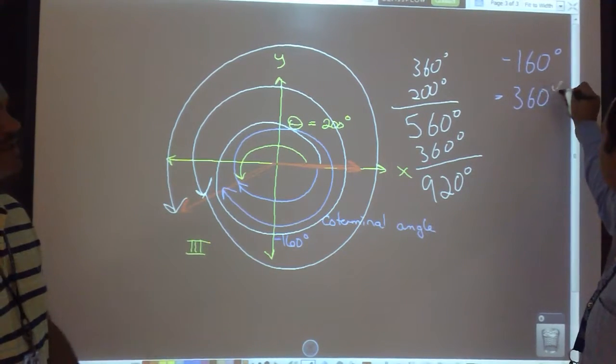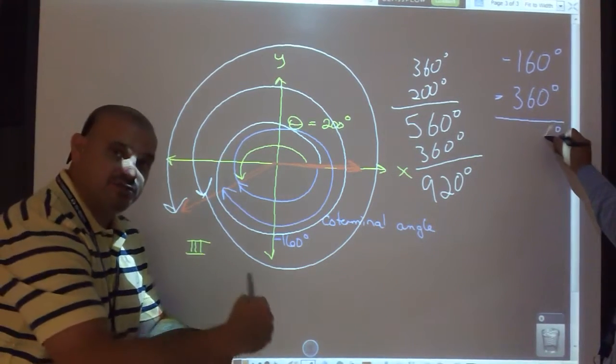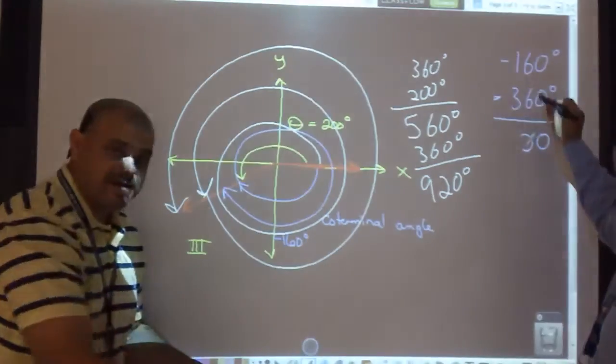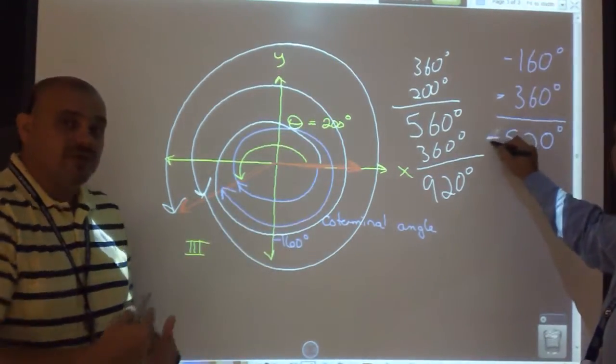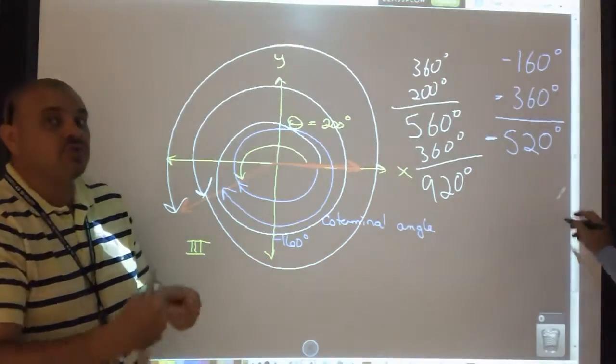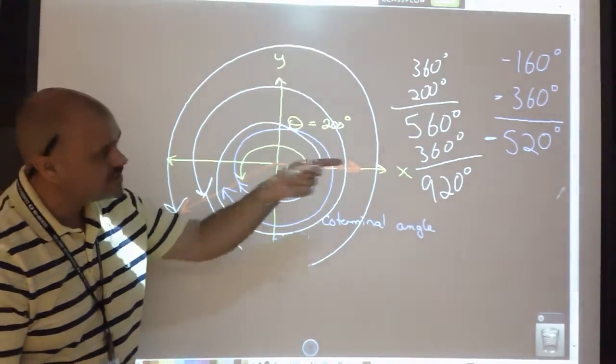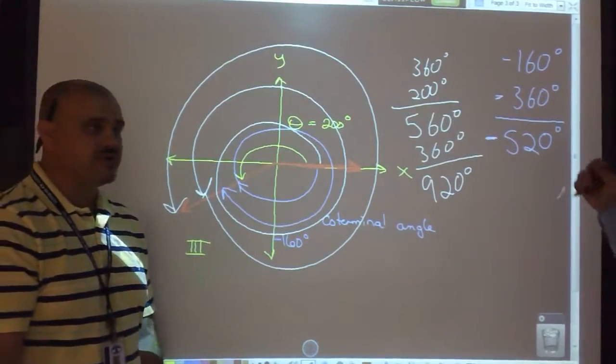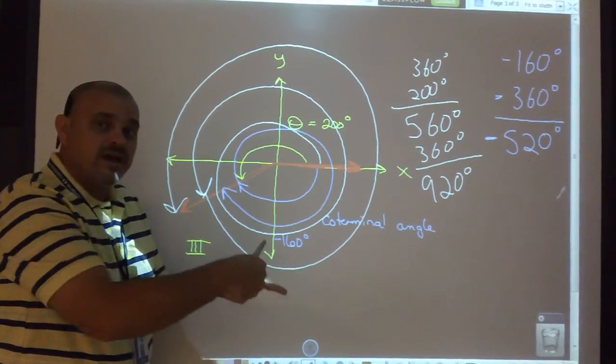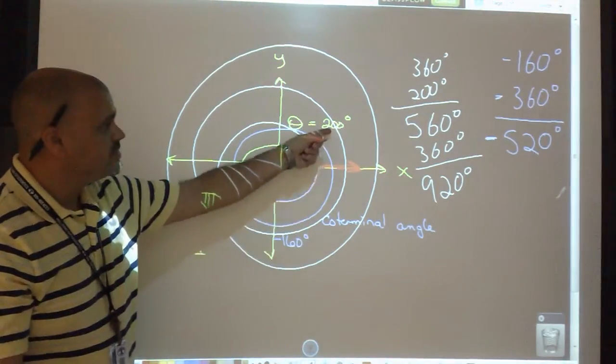So if we take our negative 360 and continue to sweep in a clockwise manner, we add an additional negative 360 degrees. It's negative 520 degrees. That is also a coterminal angle to 200 degrees.